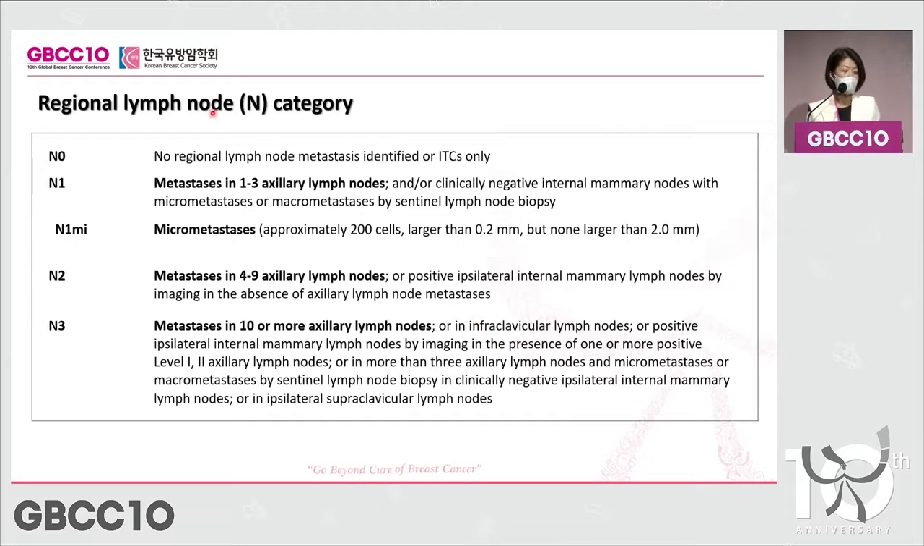This is looking at regional lymph node categories. Whether there is metastasis or not is something that we confirm here. So this may look very complicated, but if it's N1, then there's metastasis up to 3, N2 is from 4 to 9, and N3 is over 10.